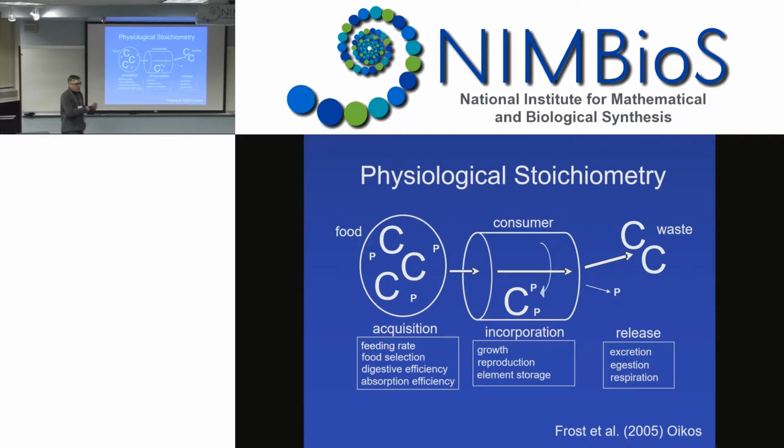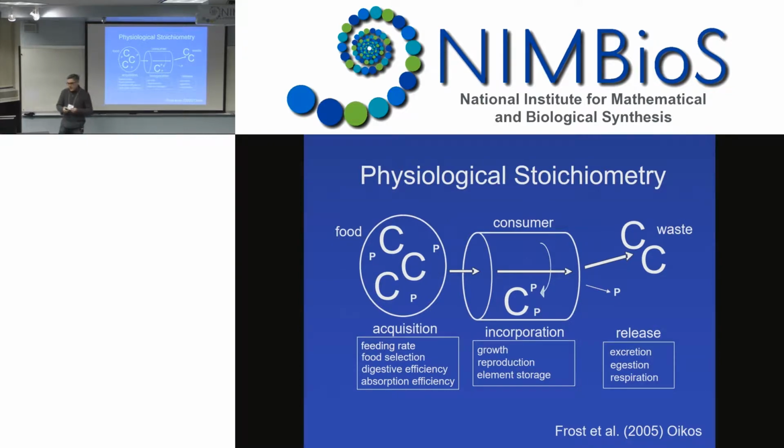So even though they do all those things, consumers still feel effects of nutrient imbalances on their growth, reproduction, and elemental storage. These are the physiological consequences of eating nutrient-poor food. And then finally, as consumers are trying to fix this difference between what's in the food and what's going into their body, you start seeing changes in the ratio of release.